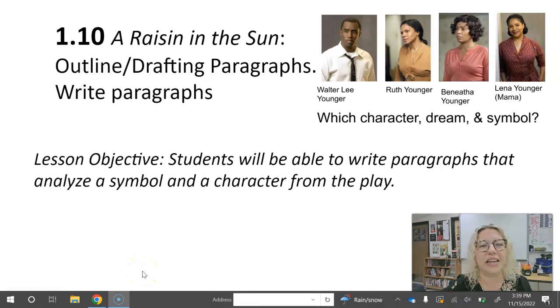Hey, it's 1.10, A Raisin in the Sun: outlining and drafting paragraphs. We're also going to write paragraphs by the end of this lesson as a should-do or aspire-to-do. The must-do includes you brainstorming and outlining your paragraphs that will then become the summative assessment.